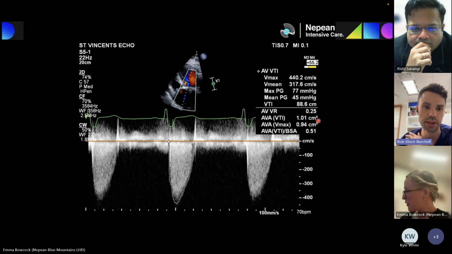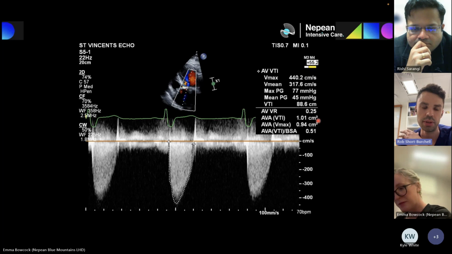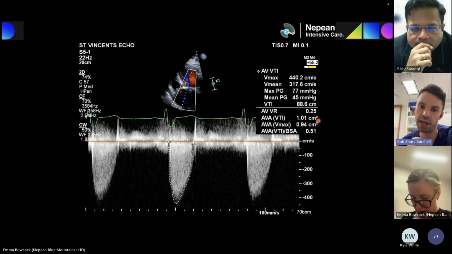So putting it all together, I guess this gentleman who's got septic shock in the setting of E. coli urosepsis, and so likely a high flow state from that, the assessment of the ventricle looked like it was normal. But despite all of that, it has got multiple parameters suggesting severe aortic stenosis.